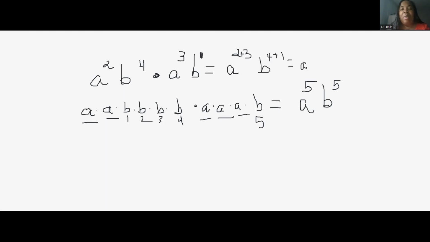A to the 5th power times b to the 5th power. So that is our final answer. All right, I hope that makes sense. So now it's time for us to dig in to some harder ones.